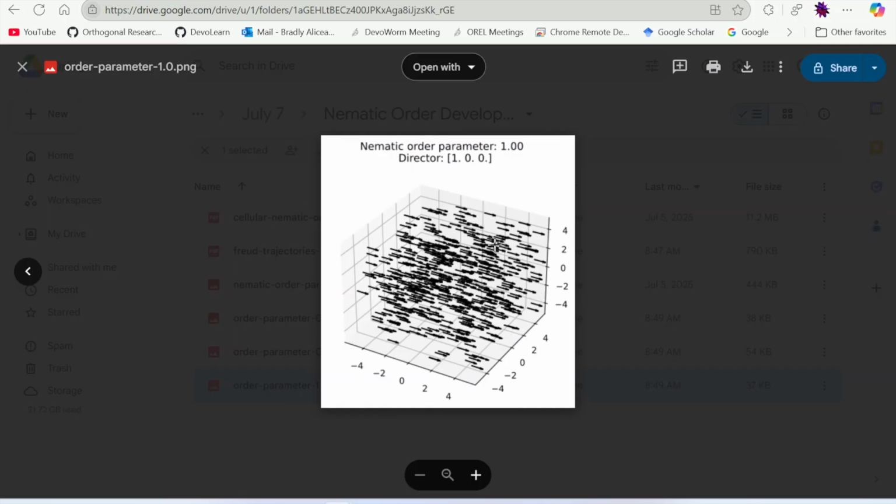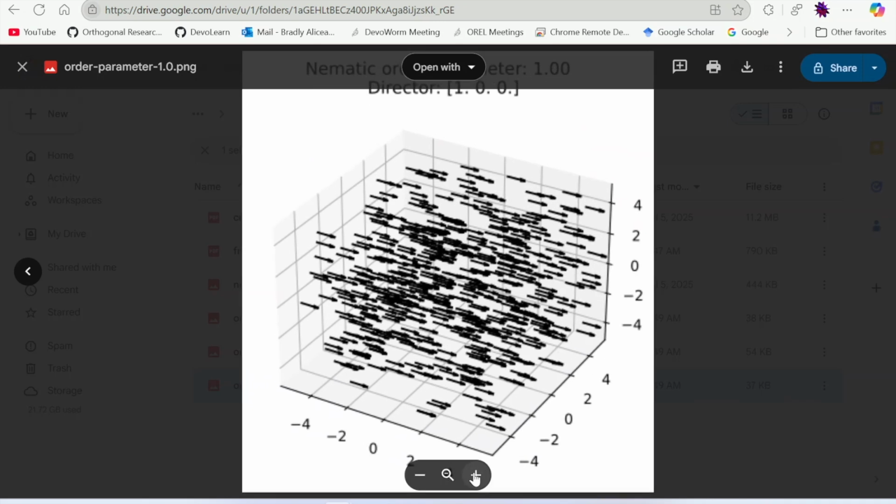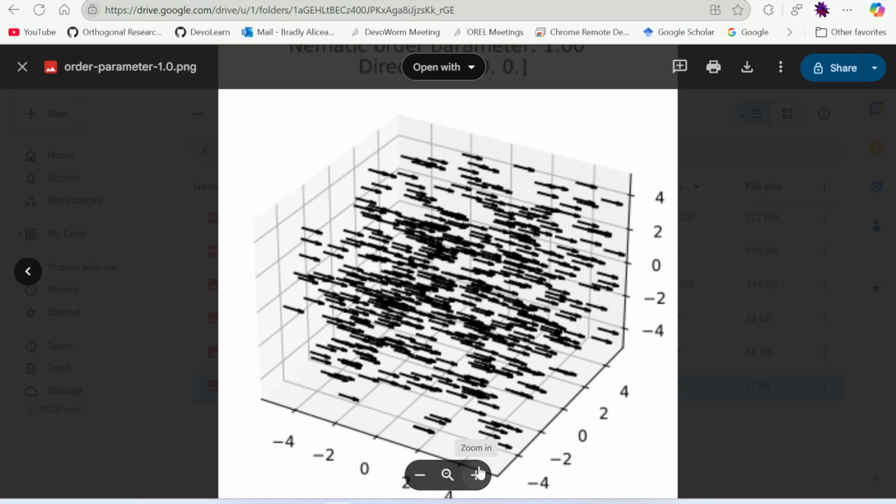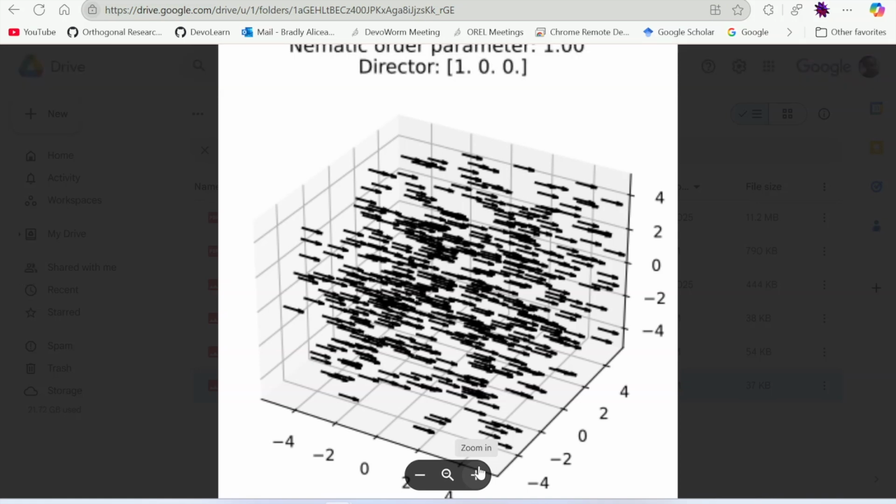And then finally, an order parameter of 1.0 almost looks deterministic. It's perfect nematic order where everything is oriented from left to right. You can see every orientation is the same pretty much.